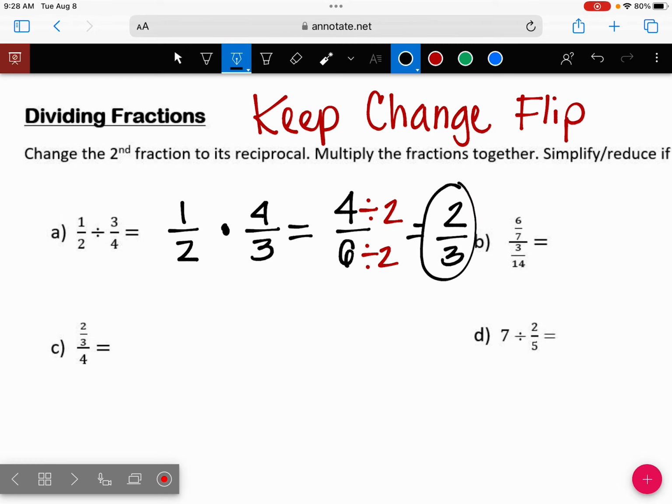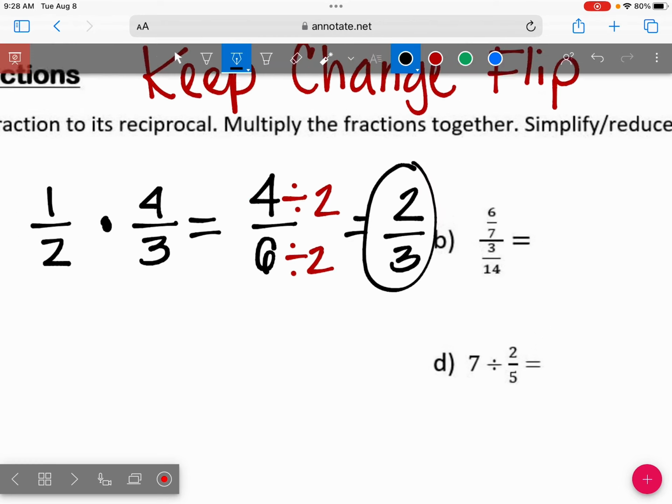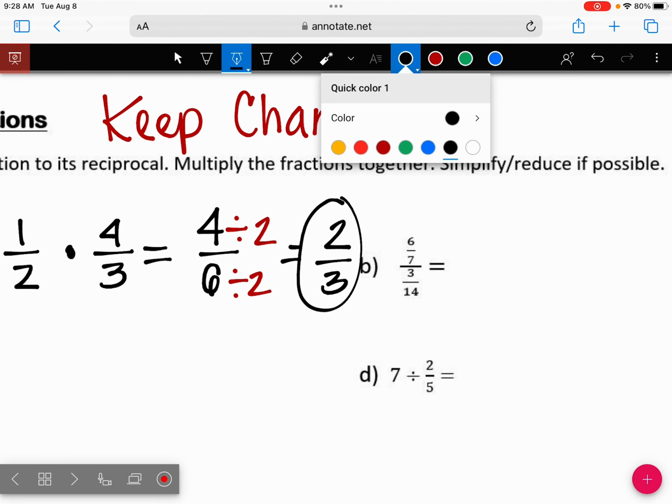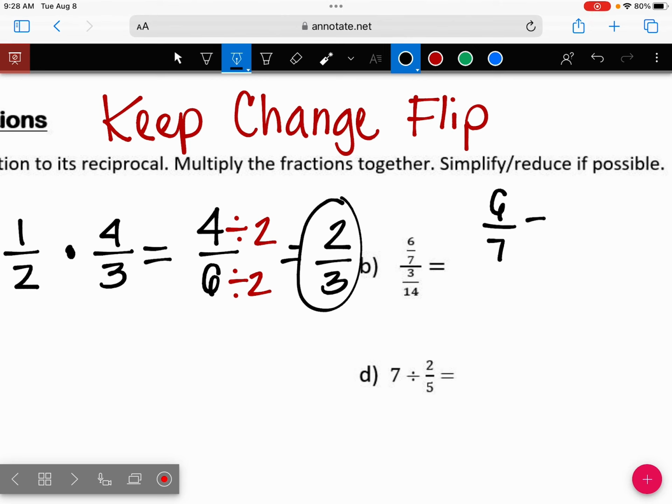All right, go ahead. Now for question B, B is written like a fraction, but you can write that with division. So let's go ahead and write that as 6/7 divided by 3/14 because that's what you really have when a fraction shows division. So now that I rewrote that as division, I'm going to do my keep, change, flip. Keep the first fraction, change, and flip.